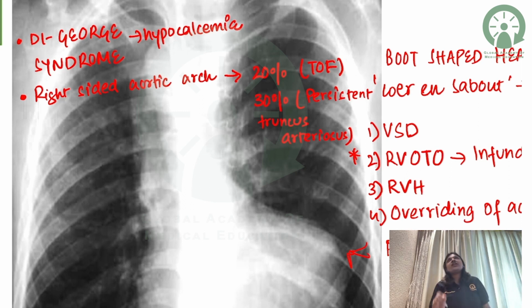Understood? Now, if I ask you the most common heart disease that you find in a baby with DiGeorge syndrome, the answer is not going to be TOF, it is going to be interrupted aortic arch syndrome. Okay? So, TOF is more associated with which syndrome? The answer is DiGeorge syndrome, but it is not the other way round.